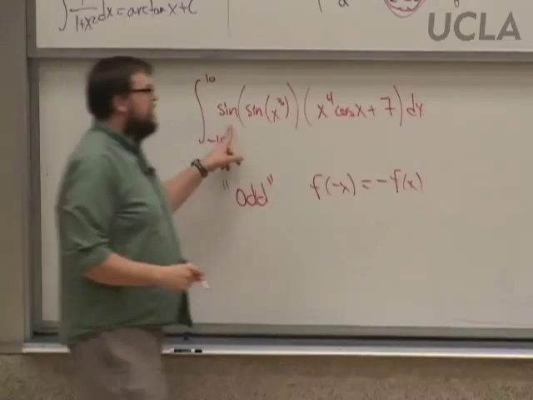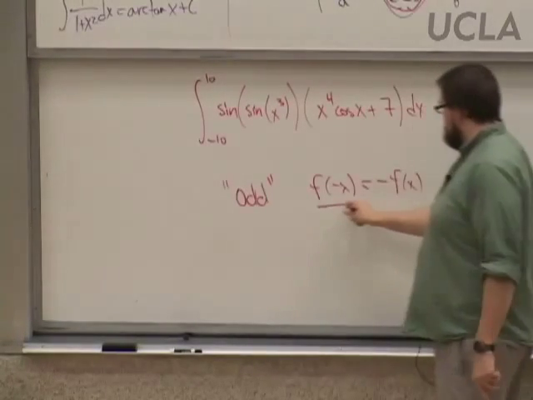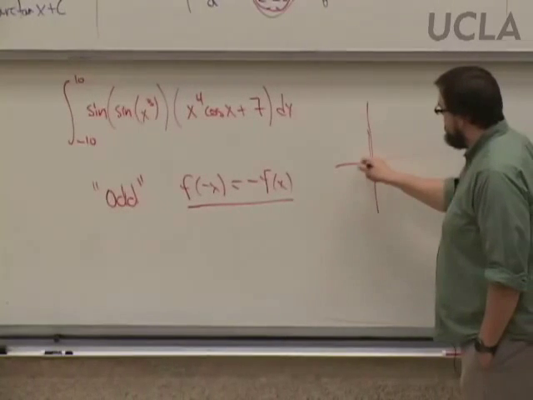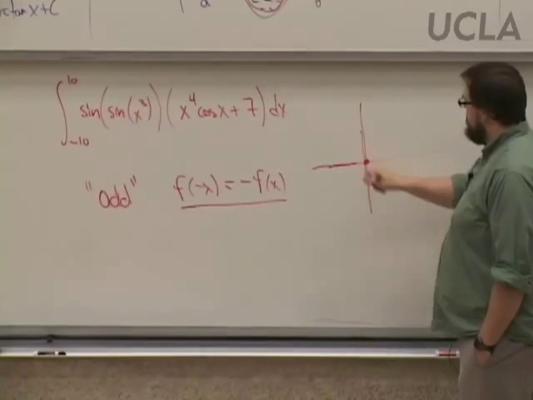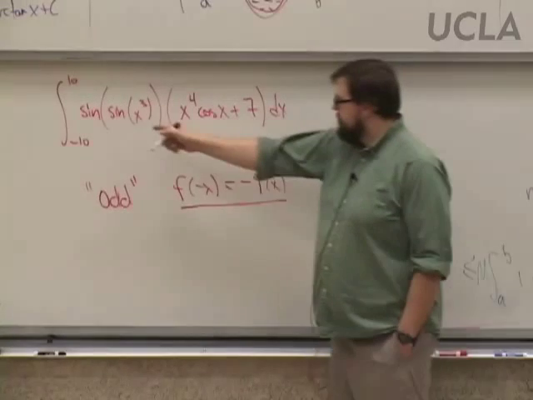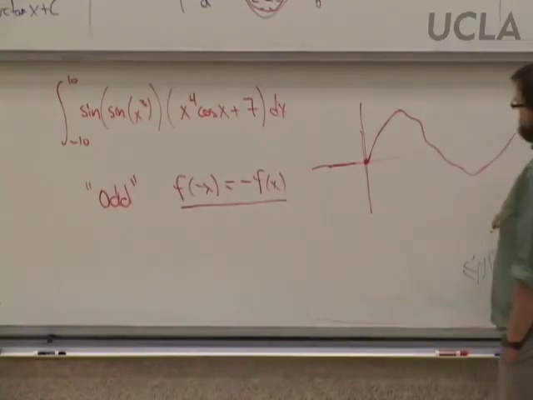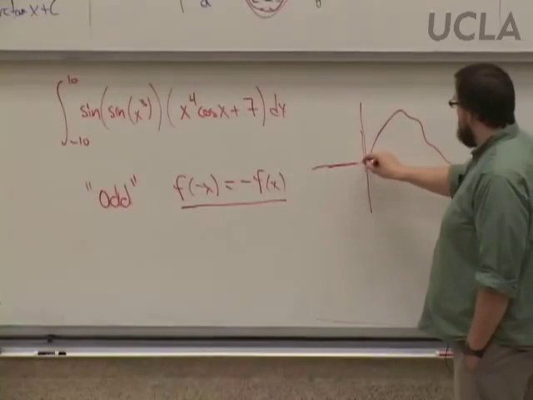Now, what do we know about odd functions? We know that it has this fact. What does that say about the shape of the graph? Well, it says whatever it does over here, it'll go through the origin. You can check, plug in 0, you get 0. Whatever it does over here, I don't know. It does the exact opposite over here.